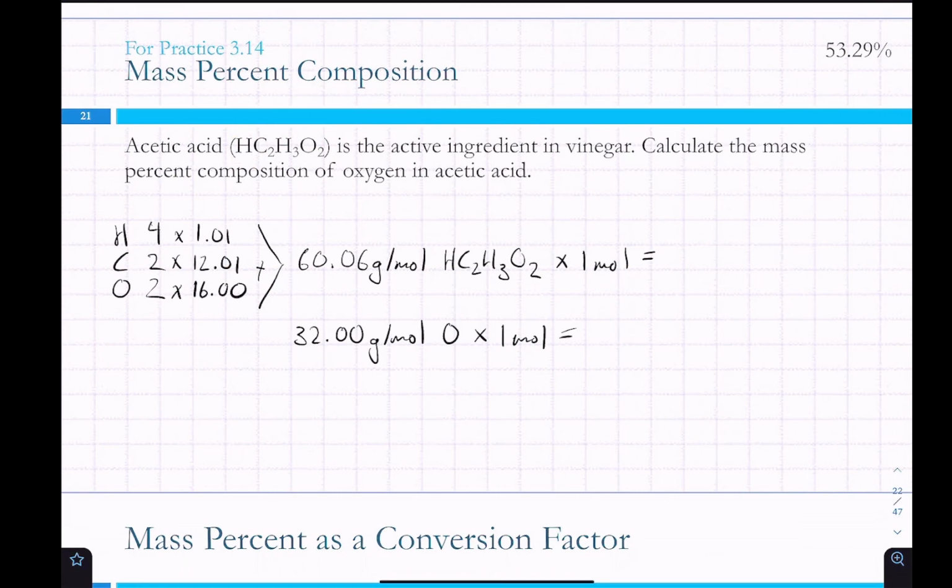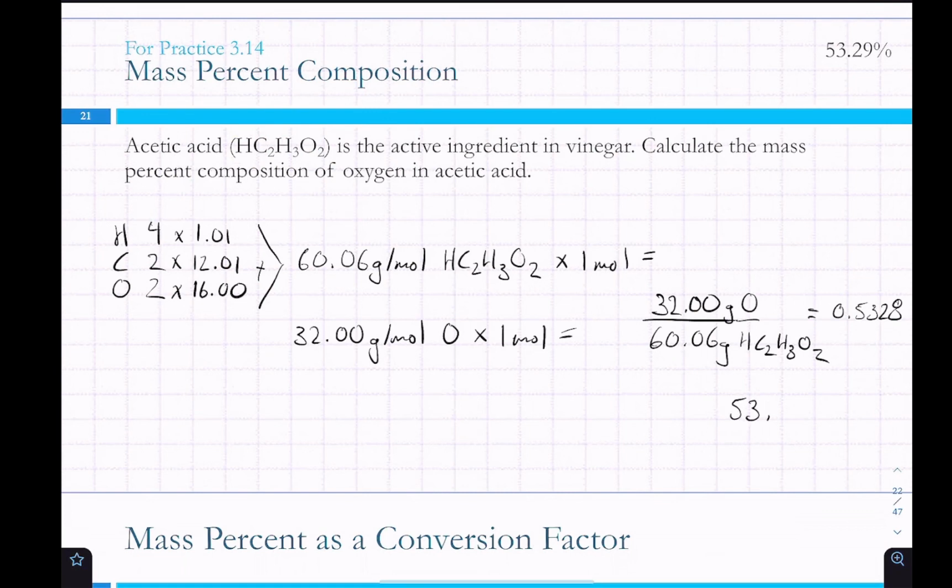And then we divide the mass of the oxygen, right? 32 grams of oxygen divided by 60.06 grams. So that's the proportion. Multiplying by 100 or moving the decimal place to the right 2 places will give us the percent. Yeah, so this is interesting. So it's 53.28% oxygen.